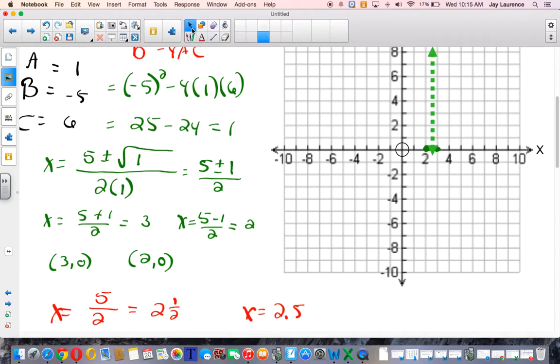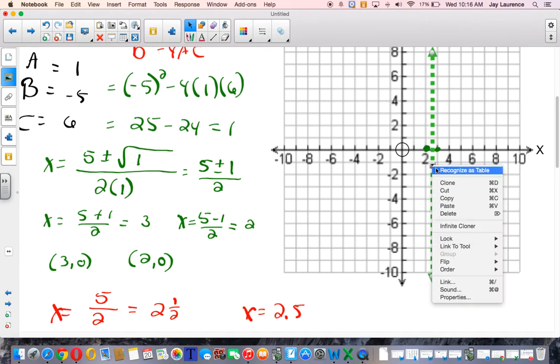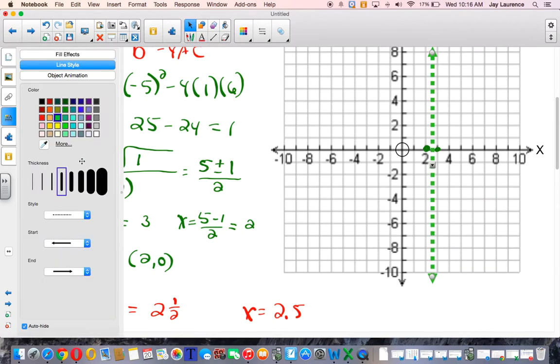Yeah, the parabola will be symmetrical about this point right here, about this line right here, excuse me. All right, so let me make that a skinny little line.